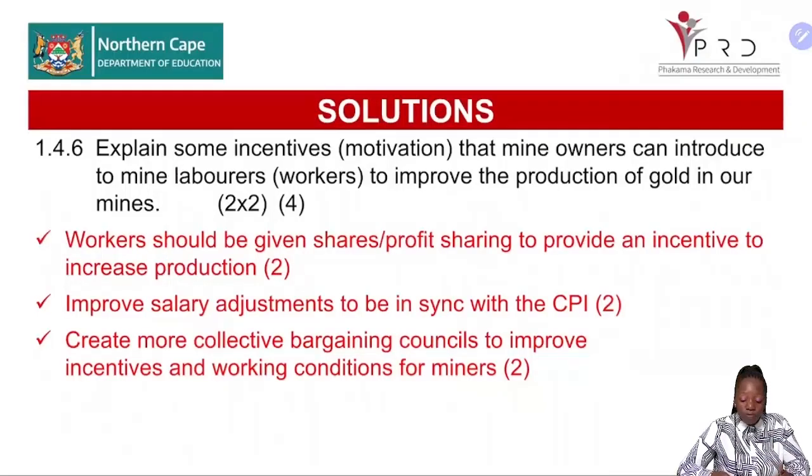Also, improve their salary adjustment to be aligned with the CPI. Remember the CPI, we are looking at the standard of living or the cost of living at that moment. And also create more collective bargaining councils to improve their incentives as well as their working conditions. So if their working conditions are being improved, they will appreciate it and they will work even harder.